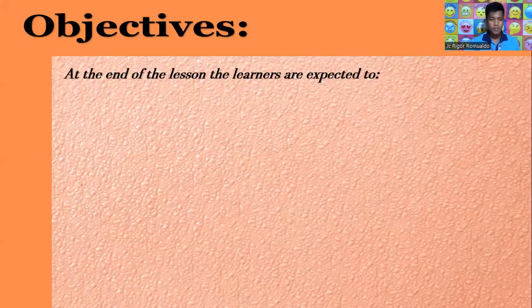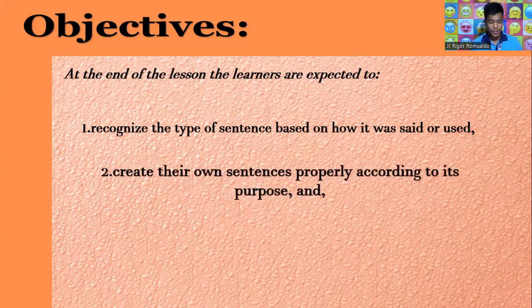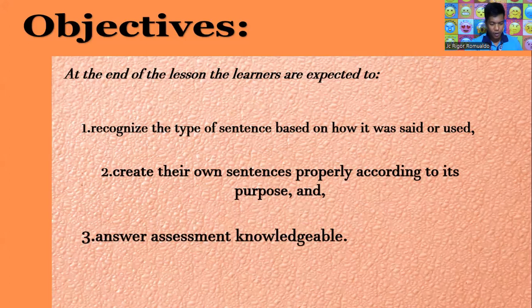So for the objectives of this topic, at the end of the lesson, the learners are expected to, of course, recognize the type of sentence based on how it was said or used. Number 2, create their own sentences properly according to its purpose. And last, this is the most important of all, answer the assessment knowledgeably. Are we clear with the objectives?